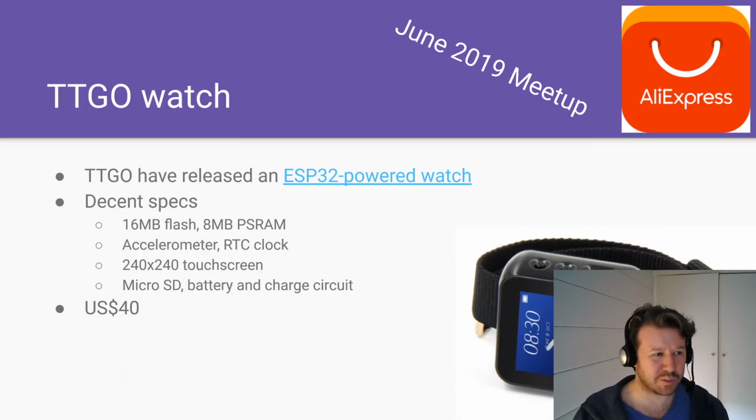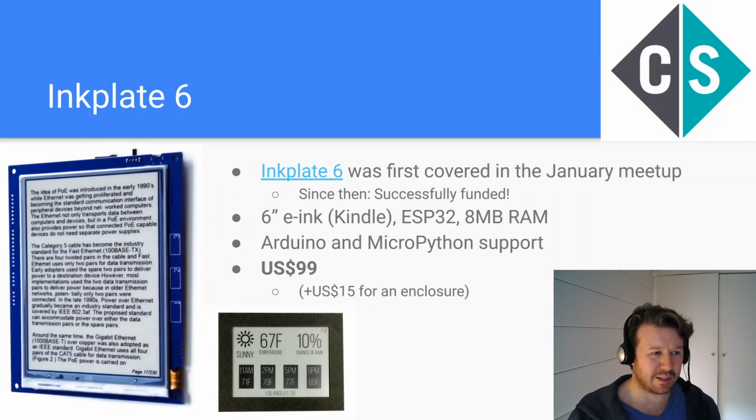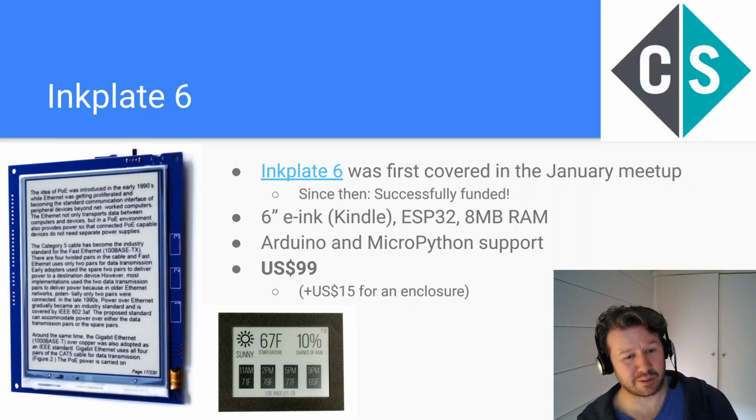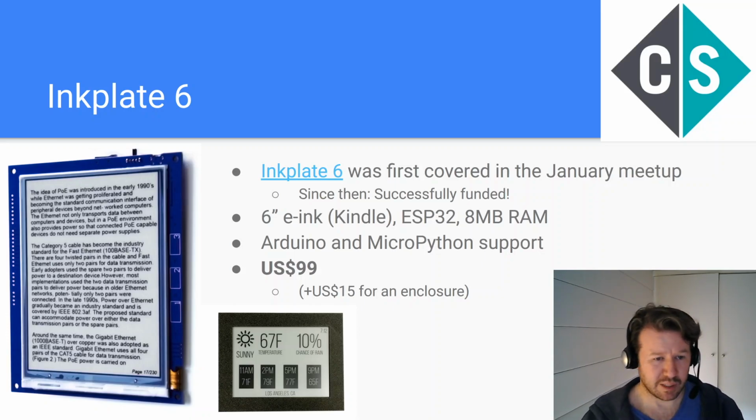Can't mention other watches without mentioning the TTGO watch, which is about $40 US. Again, ESP32 powered, again with a decent display on it, accelerometer, the rest of that stuff. And e-paper leads into Inkplate, which we covered in January as well. But since then, it's been successfully funded on Crowd Supply.